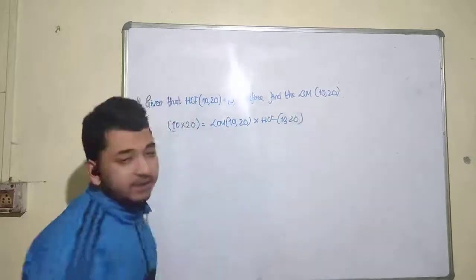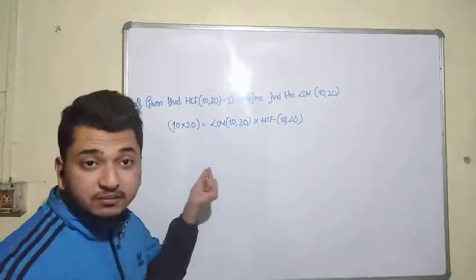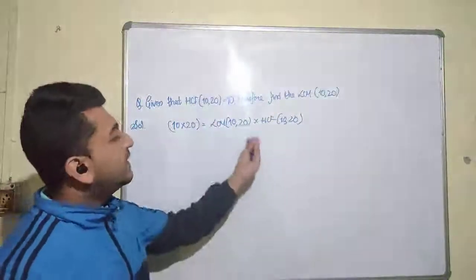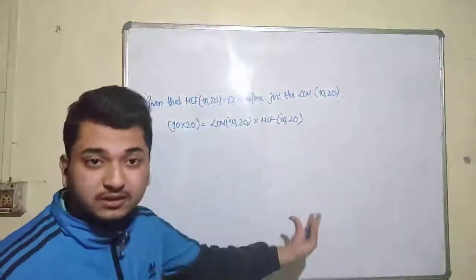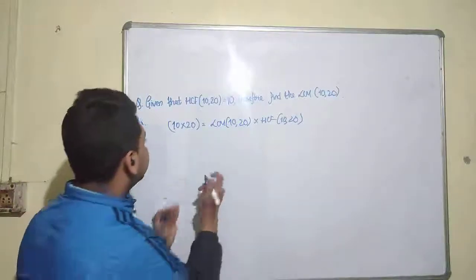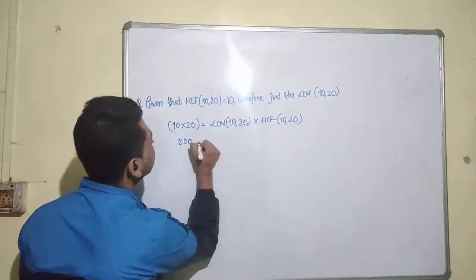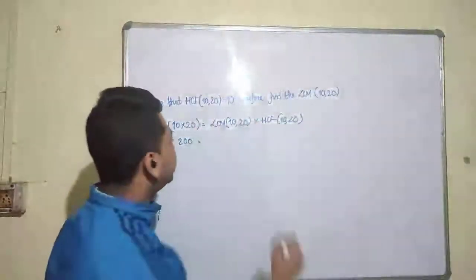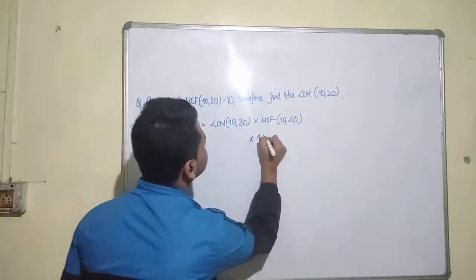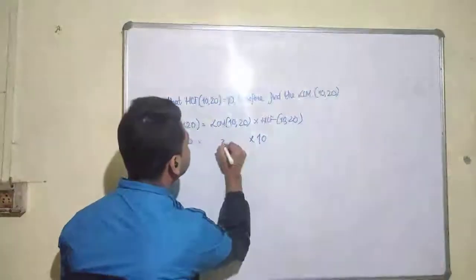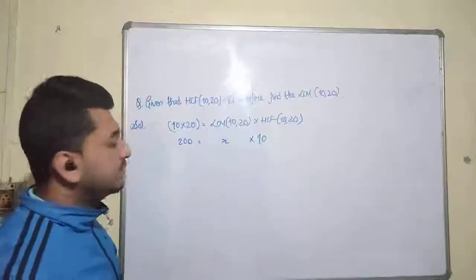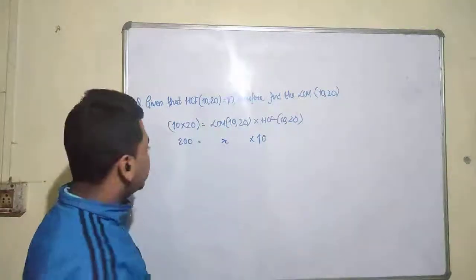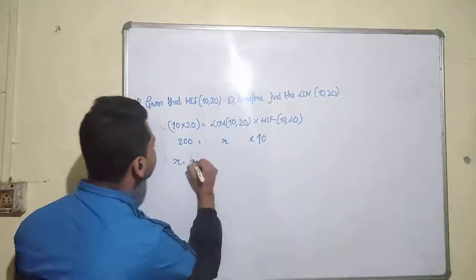So we know that the product of two numbers equals the LCM of the two numbers into the HCF of the two numbers. So 10 into 20 is 200 and we have been given that HCF is 10, so into 10. We will take LCM as X for some moments. Now we know how to solve this one, right? So X is equal to 200 by 10.